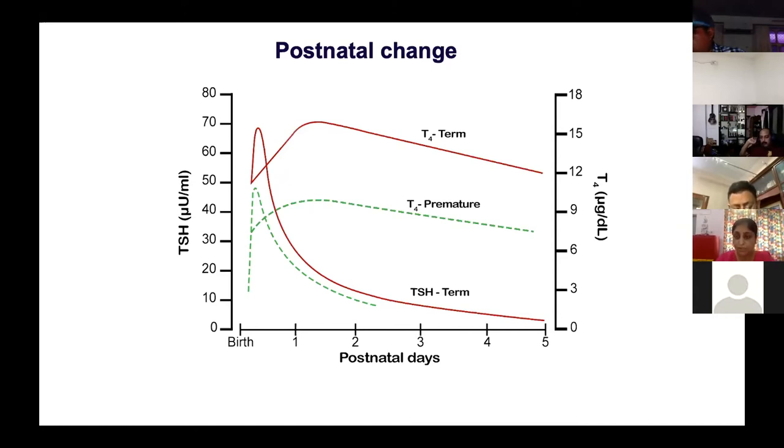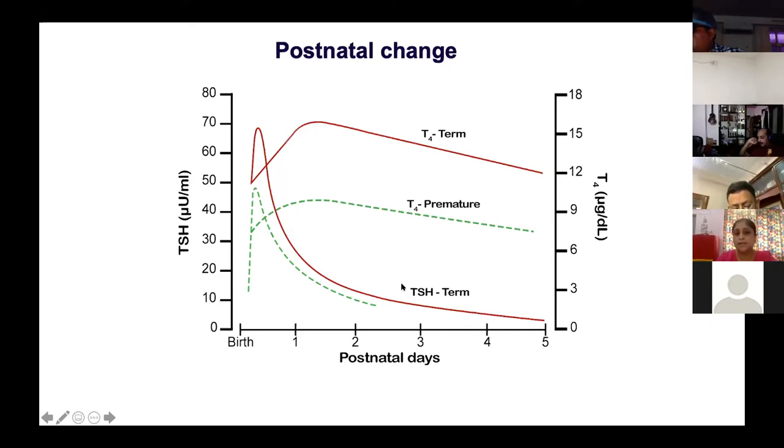Cord blood, because this is before the TSH surge. Otherwise, if you draw the sample somewhere here, you're bound to have false positives, and you can falsely label the baby as hypothyroid, because we are following a TSH-based method. So either it should be taken from the cord blood before this postnatal surge happens, or you should take it after 72 hours of life, after the levels have come back to normal.